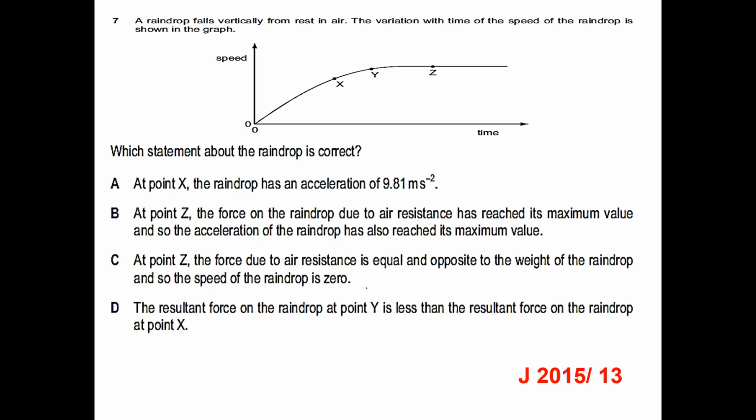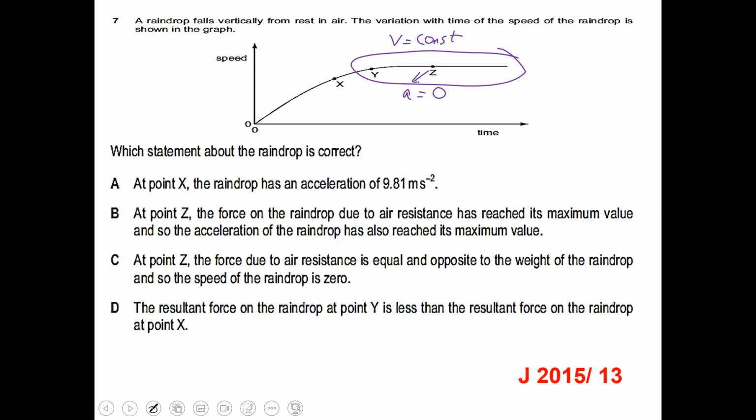At point Z, the force on the raindrop due to air resistance has reached its maximum value, and so the acceleration of the raindrop has reached its maximum value. It's a very technical concept. When something is falling through air, its acceleration actually decreases. I think you can identify this part of the graph. Here, the velocity has become constant and acceleration has become 0. This is the position Z.